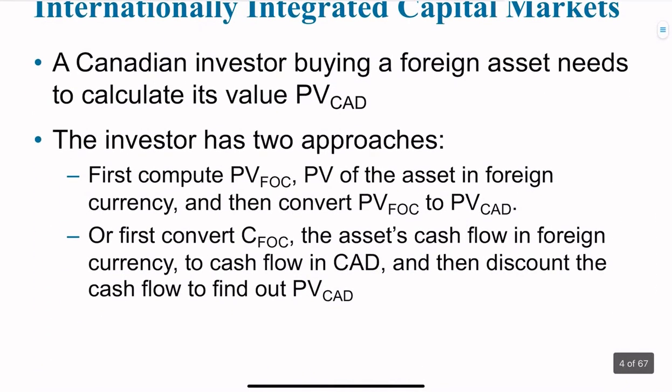Okay, so now let's say we're thinking about the exact same question. That is, a Canadian investor is buying a foreign asset. So this investor needs to calculate its present value. Importantly, you can see that we have the currency here. So even though this is a US asset, this investor wants to know its value in Canadian dollars. Right? So this is the important part we want to focus on here.